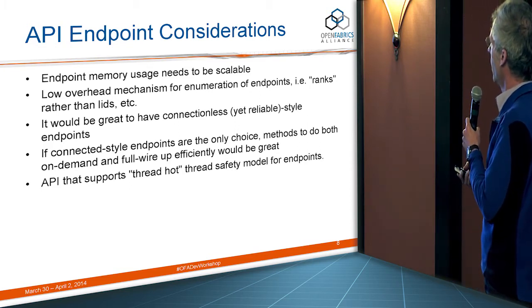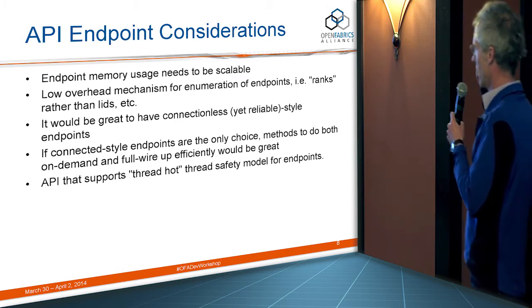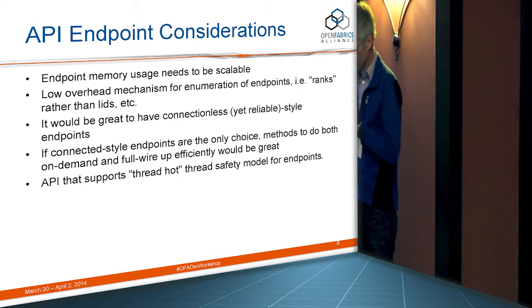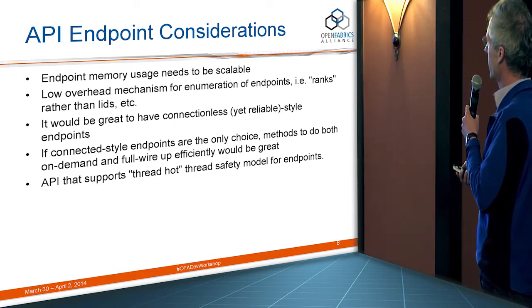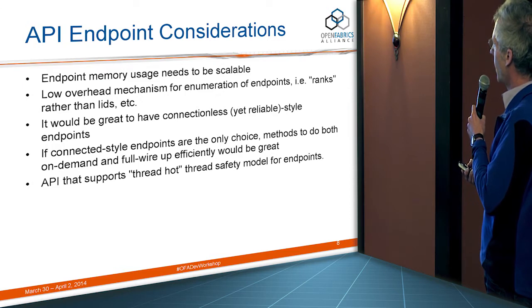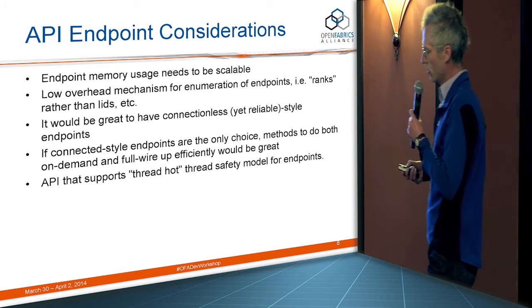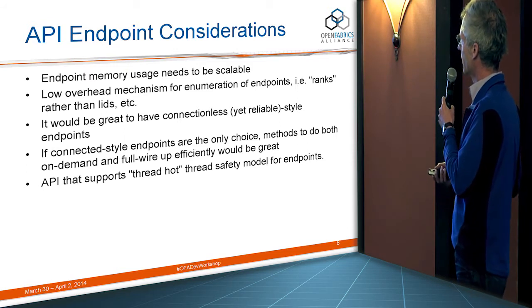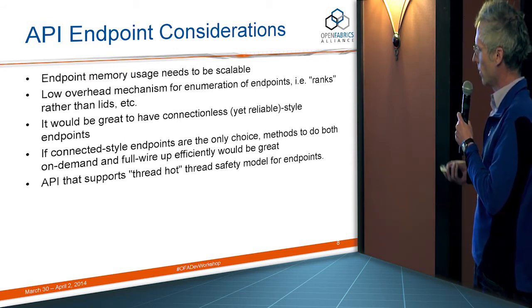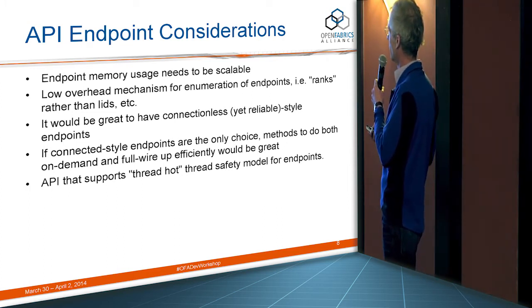First of all, endpoint memory usage needs to be scalable. So, for instance, what Rich was just talking about with dynamic connections sounds very useful for these program models. If possible, a low overhead mechanism for enumeration of endpoints. And what I mean by that is being able to, rather than having to address by looking up some lid number for every rank you want to talk to in a big table, just be able to generate on the fly the address that you need to do an RDMA put to, for example.